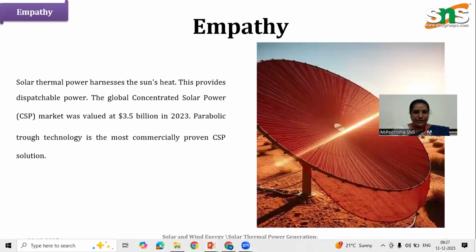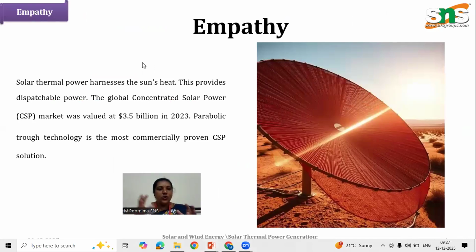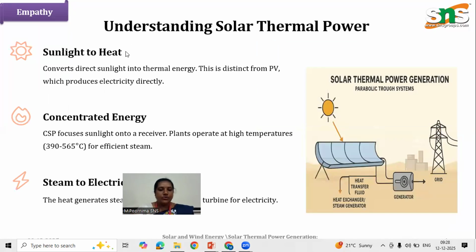Here comes the emphasis part. A solar thermal power plant harnesses the sun's heat. This provides dispatchable power. The global concentrated solar power, or CSP, market was valued at 3.5 billion in 2023. Parabolic trough technology is the most commercially proven concentrated solar power solution. So these are the main points of this part. Come, let's go into that and understand the process.